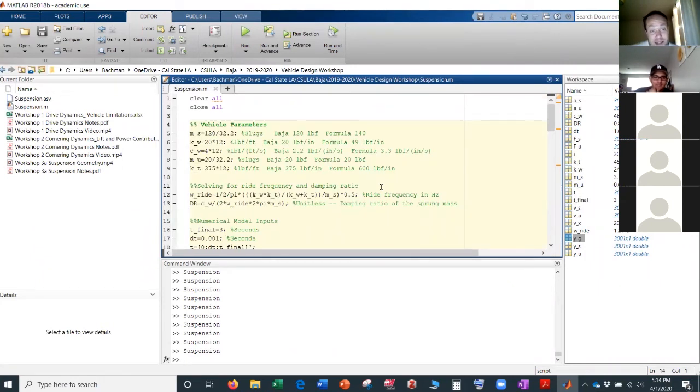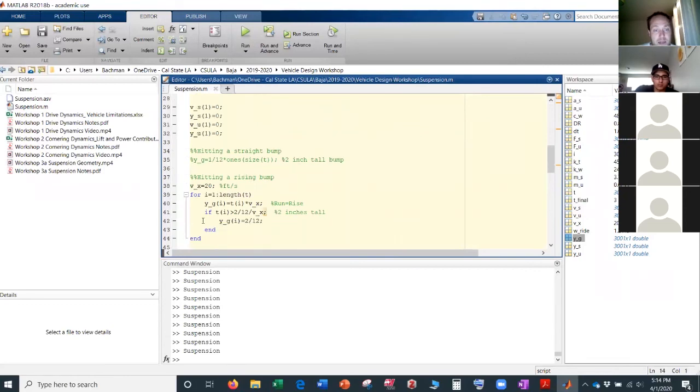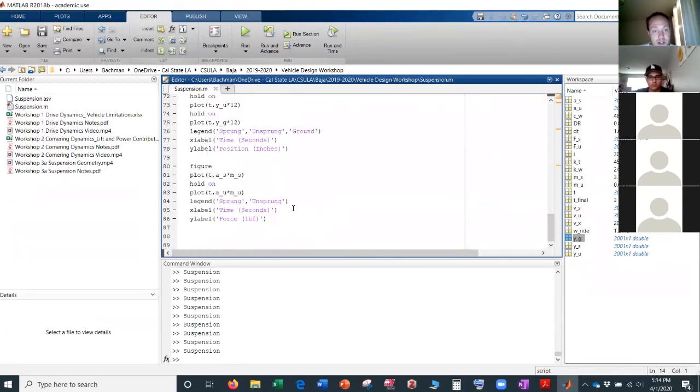But I think this one gives power to some of the other numbers that we see, right? Like, what happens when we're hitting bumps? Here's a straight bump, hitting kind of a rising bump. And you can start to look at the forces on your different components. So these are forces as F equals MA, right?